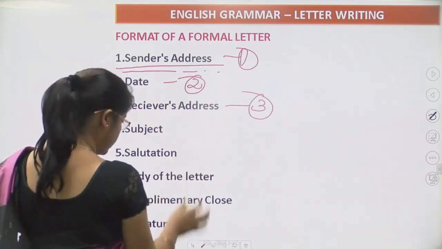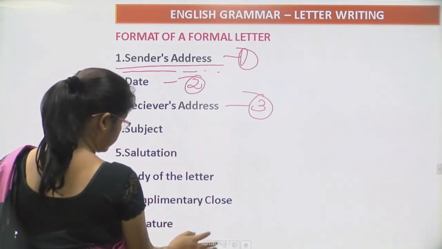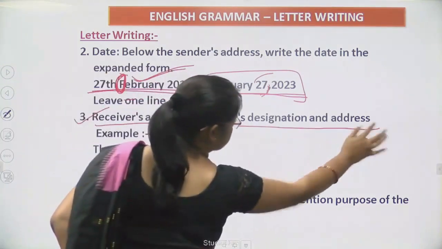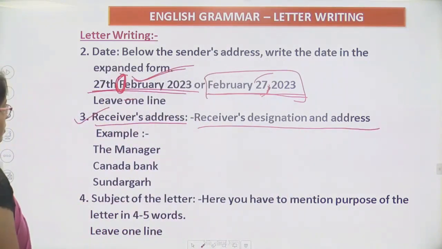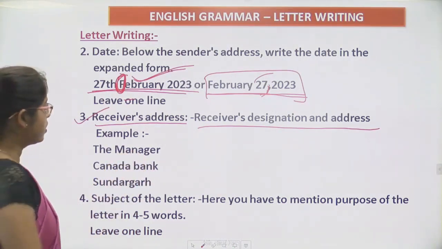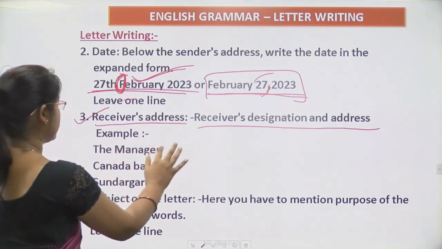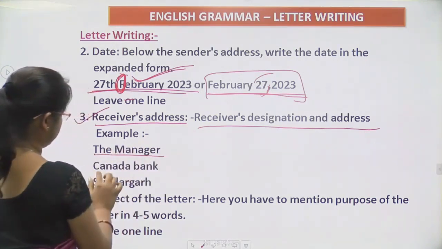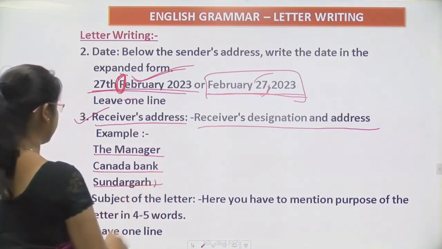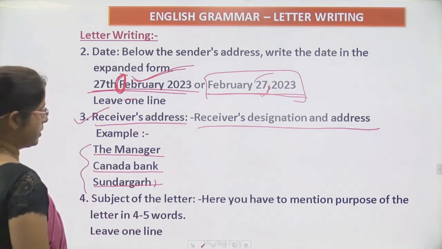Here we have to write the receiver address. Then how do we write the receiver address? This is the receiver designation and address. For example, suppose I am writing to a bank manager. So first we write the designation of the receiver: The Manager, Canada Bank, Sundargarh. Like that, you have to write the receiver address.